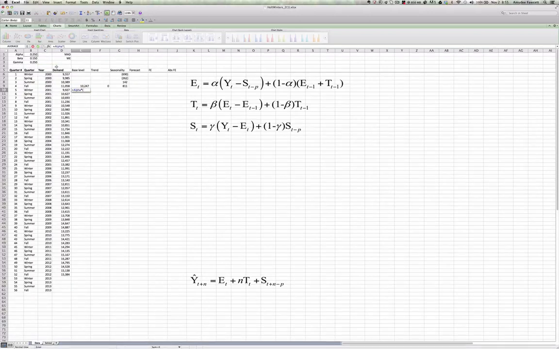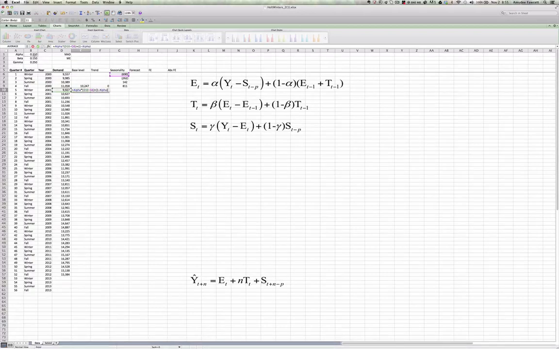the first way of estimating the base level is to take the actual demand observation in the current period, y sub t, and subtract from it the most recent relevant seasonal factor estimate, s sub t minus p, where p stands for periodicity. That is 4 in this case because there are 4 quarters per year. So s sub t minus p, since we're in period 5, would be s sub 5 minus 4, which is period 1, or the seasonality factor of winter of 2000. So that's what we're subtracting here, plus 1 minus alpha.